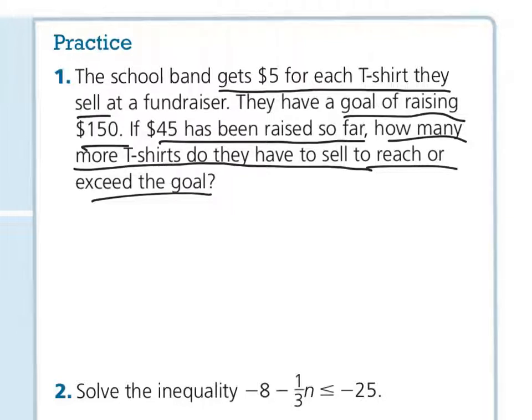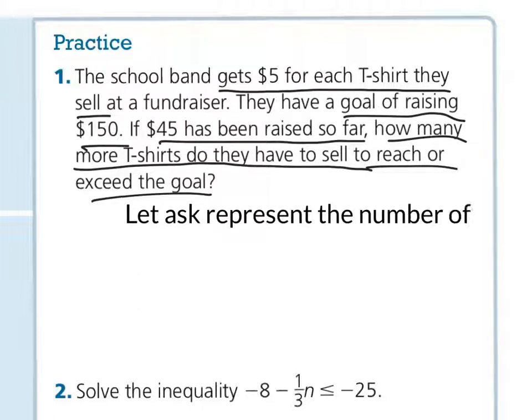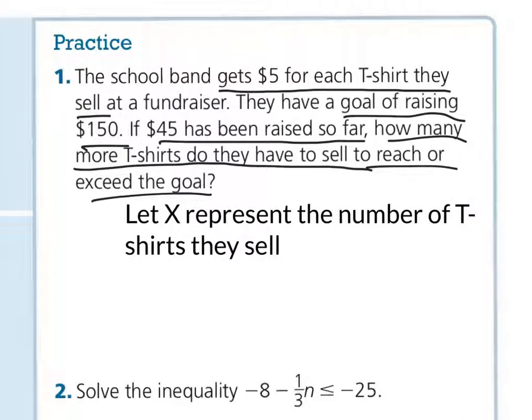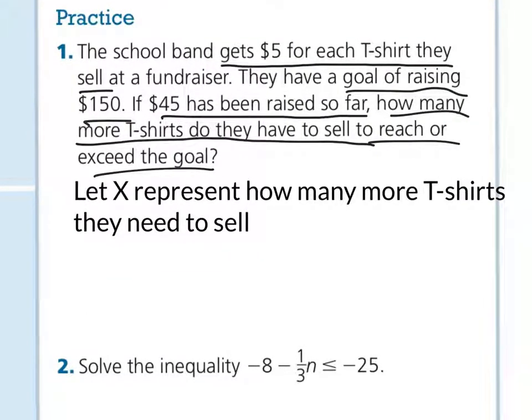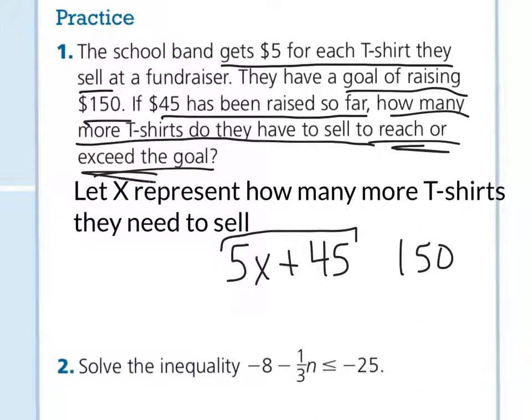So if we just maybe define a variable here, so probably something like this. Let X represent how many more t-shirts they need to sell would probably be a good way of defining our variable. And so $5 for every additional t-shirt they're selling, and then they've already raised $45. So this is how much money they're going to be raising. Their goal is $150, so the amount they raise to reach or exceed the goal, the amount they raise needs to be greater than or equal to $150.